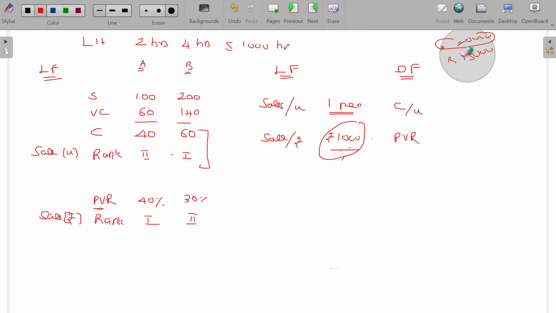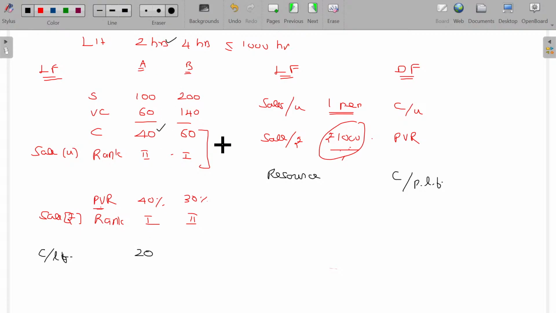But you need not calculate this way. There's a shortcut. If the limiting factor is some resource, then the deciding factor is nothing but contribution per limiting factor. So here, contribution per limiting factor: 40 rupees is the contribution for 2 hours, so per hour you get 20 rupees. 60 rupees for 4 hours means every hour you will be getting only 15 rupees. Now you can decide based on this rank.